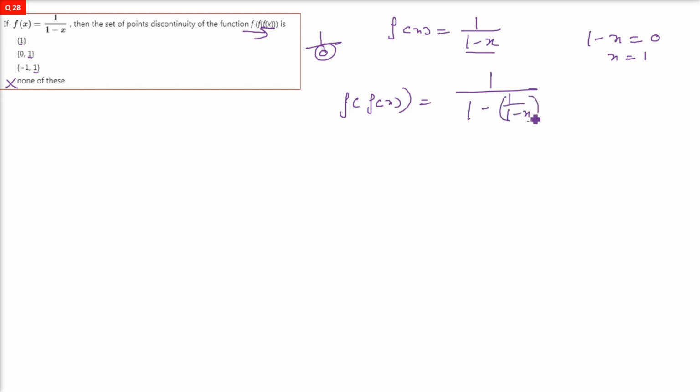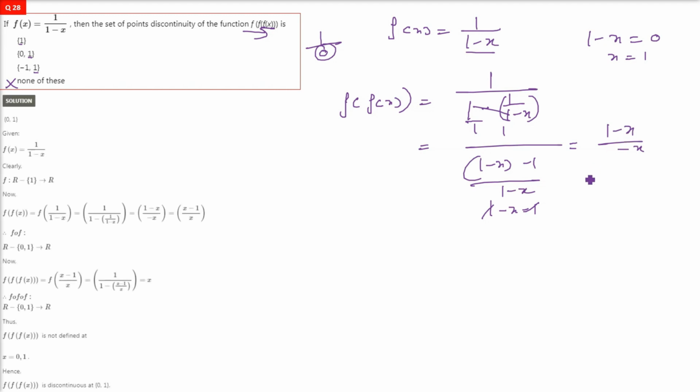So this becomes 1 by (1 minus 1 by (1 minus x)). So 1 minus x minus 1 divided by 1 minus x. This 1 minus x goes in the numerator: 1 minus x minus 1. So negative 1 and 1 get cancelled, and you are left with minus x. Now I'll change the position of x and 1 in the numerator so that you get (x minus 1) divided by x, because we have got rid of the negative sign. X minus 1 by x.